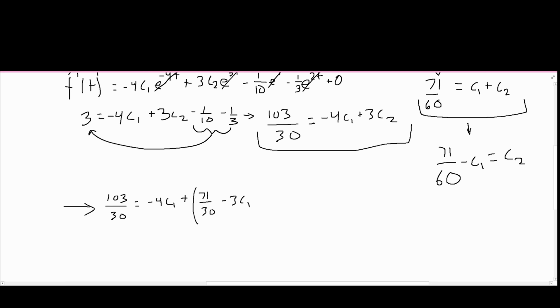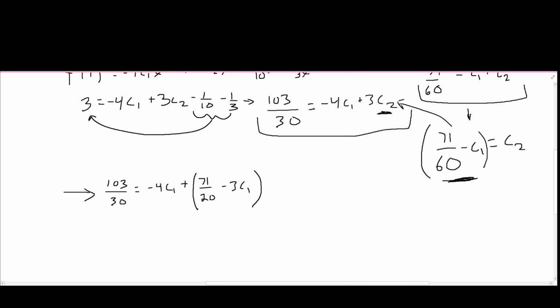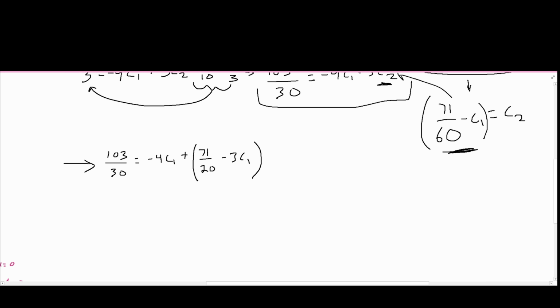And the way we got this is because we took our C2, we took this, which is C2, we put it into this C2, and we distributed the 3 through it. That should be a 20. So we take this C2 and we substitute it into this other C2, and then we distribute the 3 into that. Getting this, we can solve for C1. We can bring this over here, and then we can add the C1s together.